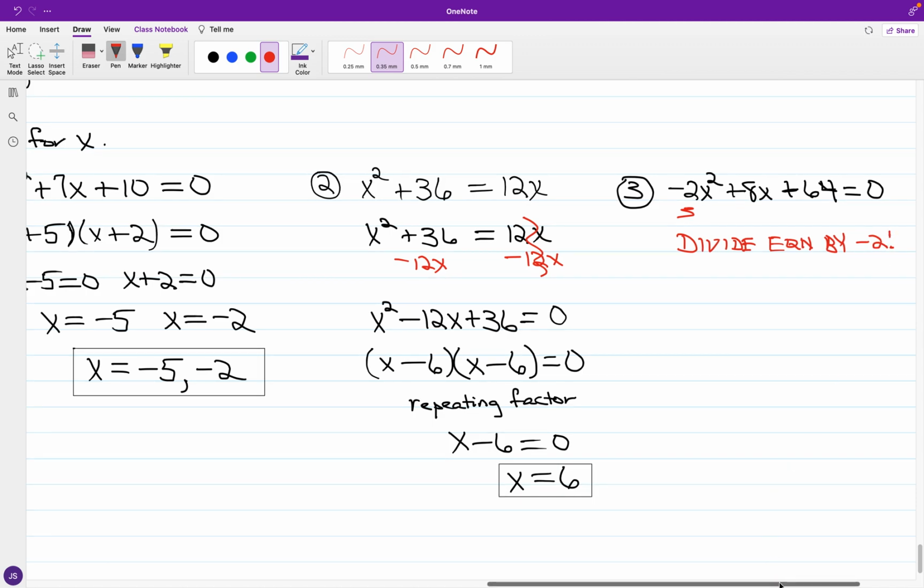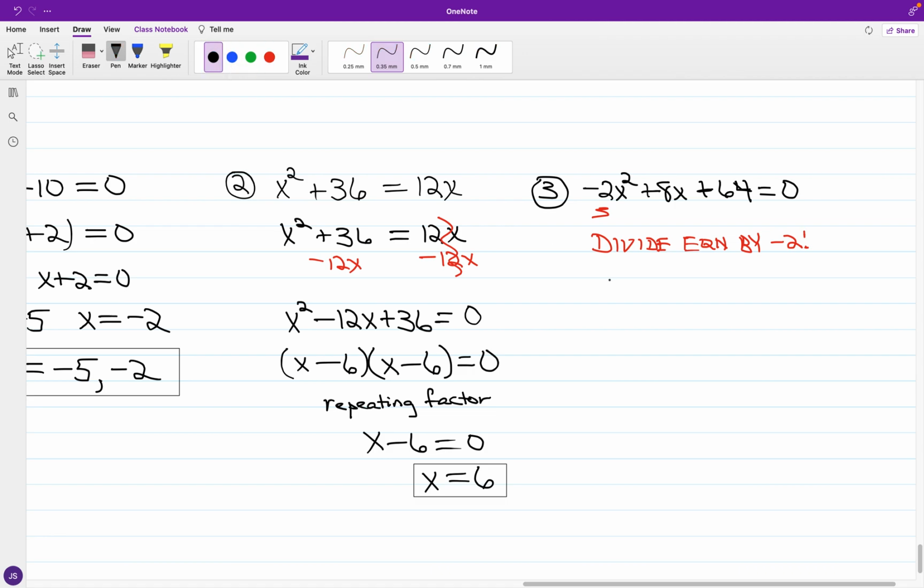If I divide the equation by negative 2, it's not going to have any impact on x. So negative 2x squared divided by negative 2 will be x squared. And we have 8x divided by negative 2. That will be a negative 4x. 64 divided by negative 2 will be a negative 32. And so this becomes a more conventional display, just lowering the absolute value of the coefficient. So dividing by negative 2, I have x squared minus 4x minus 32 is equal to 0.